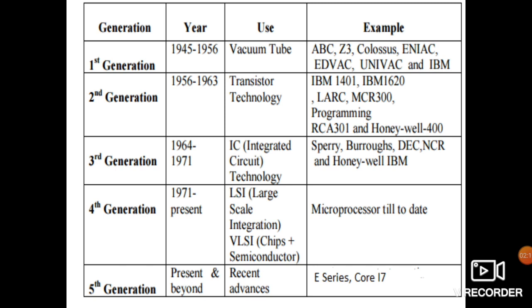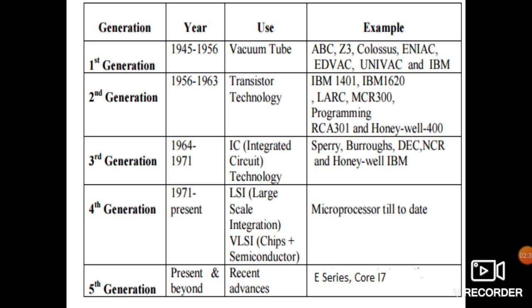Third generation. Third generation starts from 1964 to 1971, and here it uses integrated circuit, that is IC technology. Fourth generation computer. Fourth generation computer starts from 1971 to present, and this uses LSI technology, that is large scale integration, or you can say very large scale integration technology.